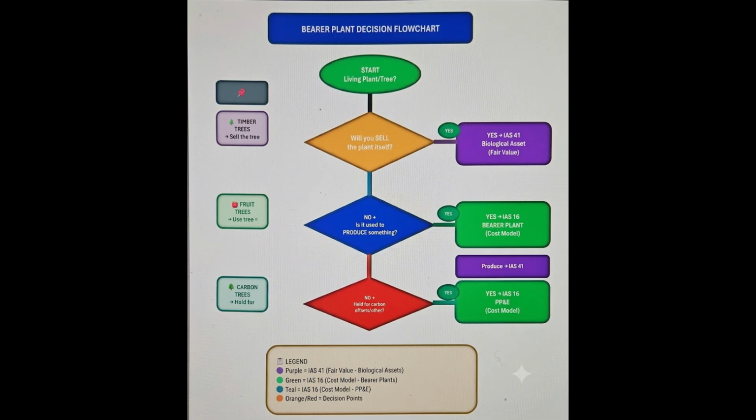And that's it. 3 simple questions to master agricultural accounting. Are you selling the plant, which is IAS 41? Is it producing crops? Then IAS 16 bearer plant. Or is it for carbon or preservation? There again, IAS 16 property, plant and equipment.